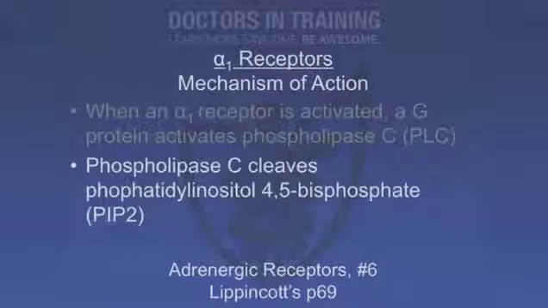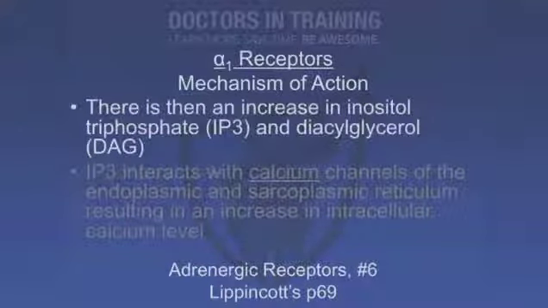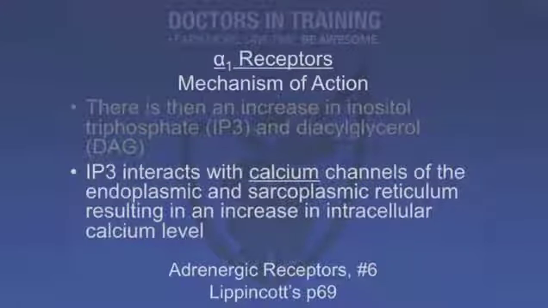Now, the PLC will cleave phosphatidylinositol 4,5-bisphosphate. That's a long one. We also call it PIP2. Now, this will in turn cause an increase in inositol triphosphate, which we also refer to as IP3. It also will increase diacylglycerol, or DAG. Now, the IP3 will interact with calcium channels of the endoplasmic and sarcoplasmic reticulum, and this will increase the intracellular calcium level. And this will be sort of the trigger for all the effects of the receptor activation.